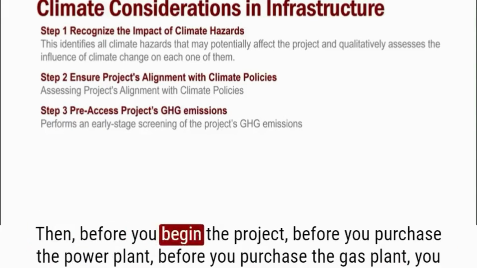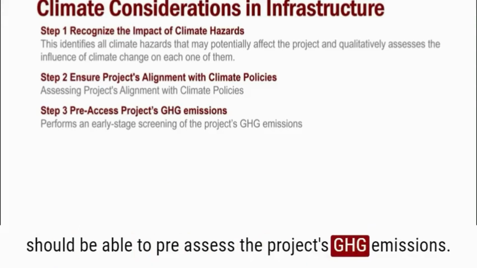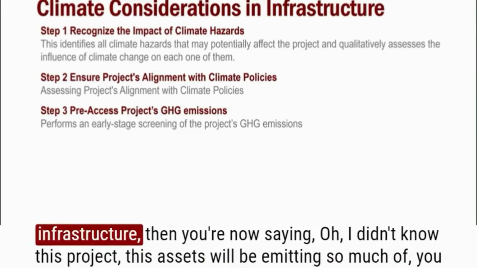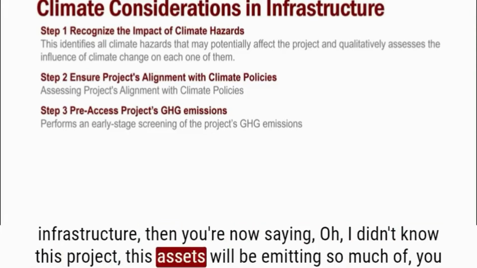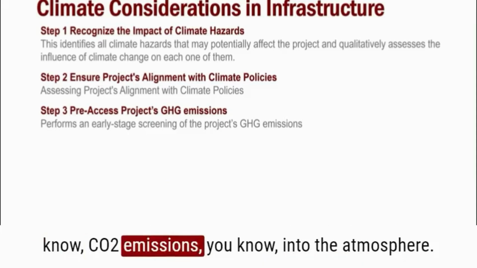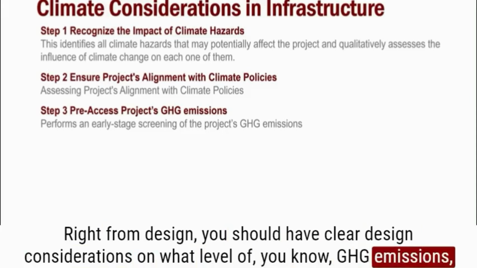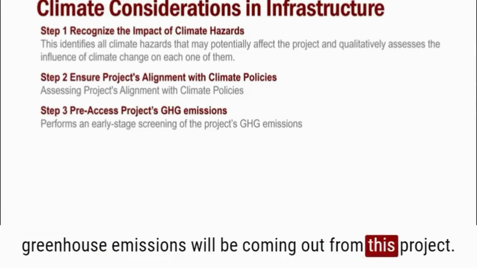Then, before you begin the project, before you purchase the power plant, before you purchase the gas plant, you should be able to pre-assess the project's GHG emissions, even right from design. It's not until you bring in your power plant or your gas plant, or whatever infrastructure, that you're now saying, oh, I didn't know this asset would be emitting so much CO2 into the atmosphere. Right from design, you should have clear design considerations on what level of greenhouse gas emissions will be coming out from this project.